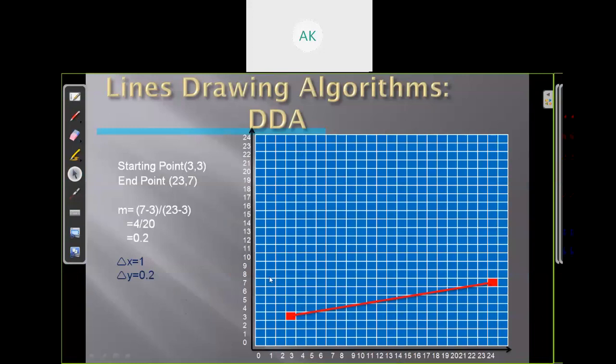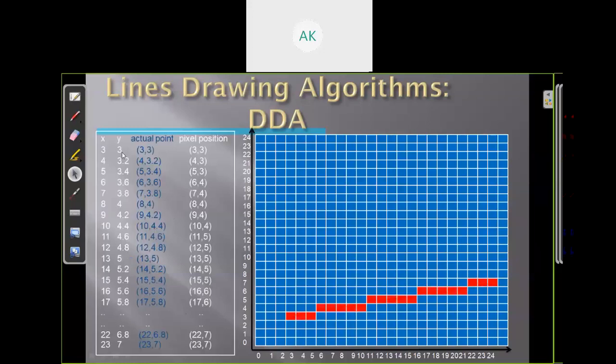Again, one question I missed. You can see on the screen. Starting point is 3 3 and ending point is 23.7. First calculate the m. M is 0.2. After applying this formula, the difference in x is 1 and the difference in y will be 0.2.